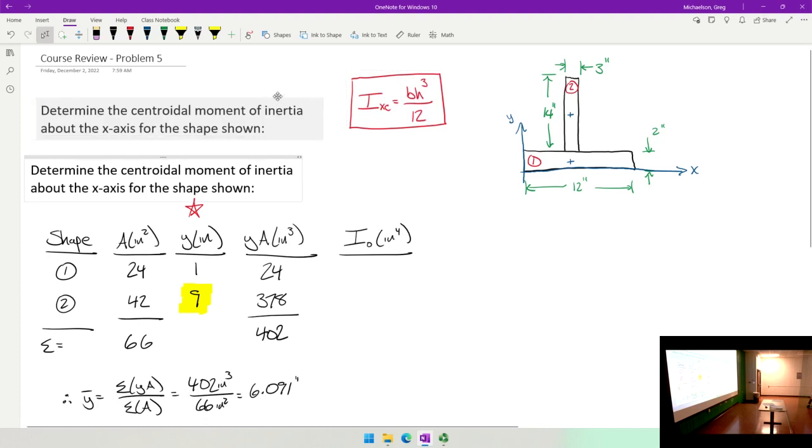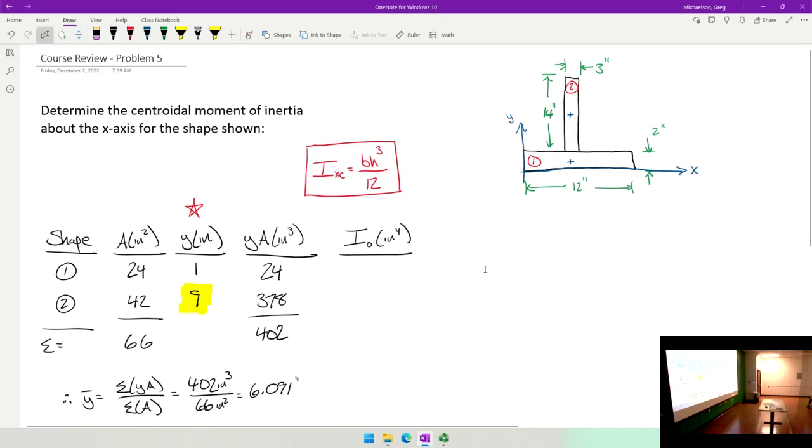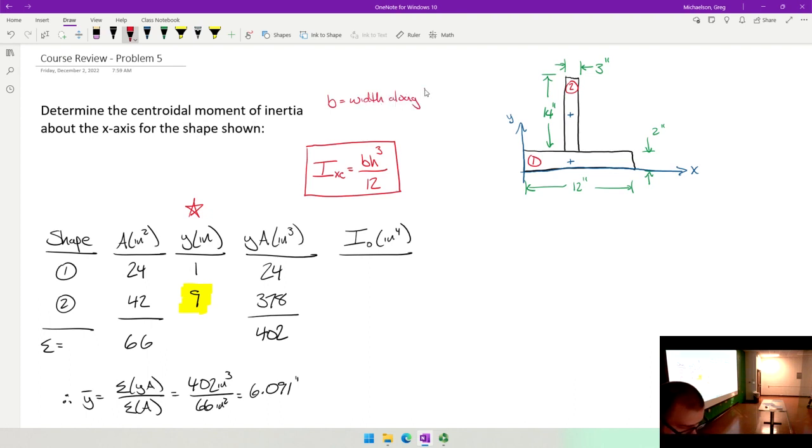Trying to reorganize this a little bit. Okay, that's better. All right. So now, B in this case, let's be clear, B is the width along the x-axis. I'm doing along the x-axis. H is the height along y.